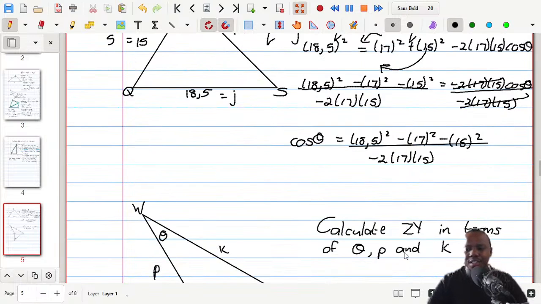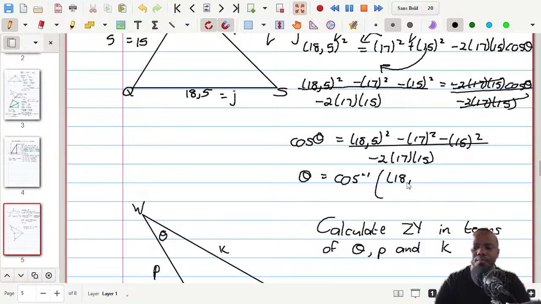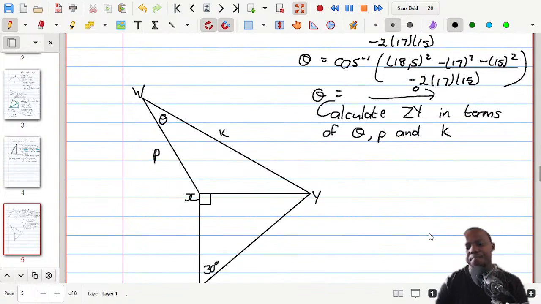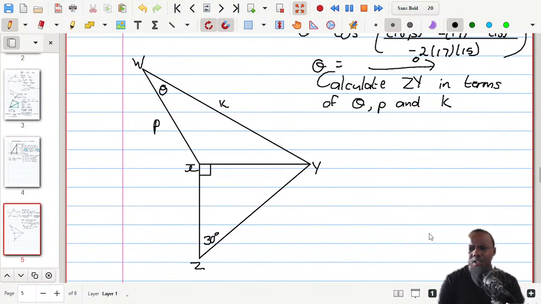Once again, do not type this into your calculator. Instead, what you do is you say theta is equal to arc cos of 18.5 squared minus 17 squared minus 15 squared, then all of this is divided by negative 2 times 17 times 15. You type this into your calculator, you get the value of theta, which is going to be in degrees. Life is great. Let's look at the next question.